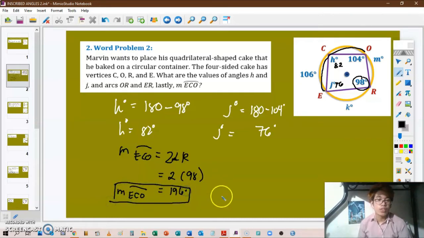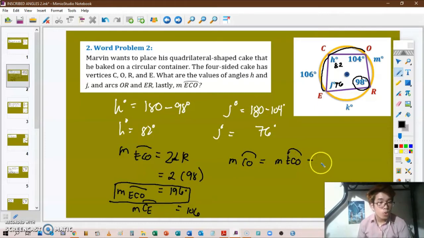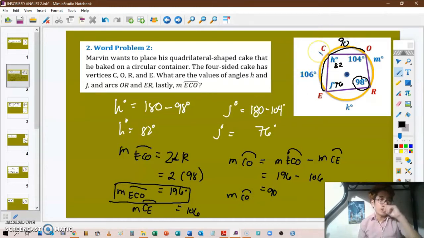196 degrees. Now, we're given that the measurement of arc CE is equal to 106 degrees. Therefore, to get the measurement of arc CO, we subtract the measure of arc CE from the measure of arc ECO. That's 196 minus 106, which gives us 90. So the value of arc CO is equal to 90. Let's write that here.